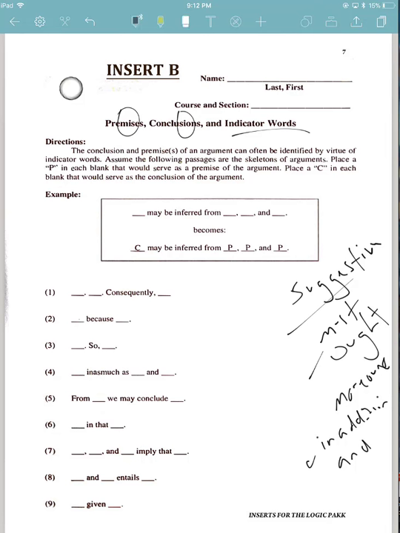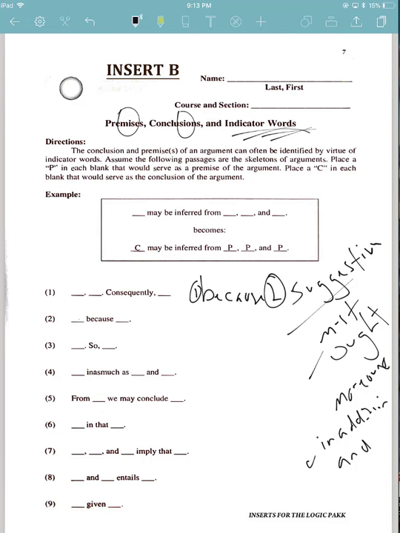But knowing that, this is doing indicator words that are in our book. I think all of these are in our book too. Here, the conclusion and premises of an argument can often be identified by virtue of an indicator word. All you're trying to do is assume the following passages are the skeletons of arguments. This is what I do with you when I do something like 1 because of 2. That's like a skeleton, okay?